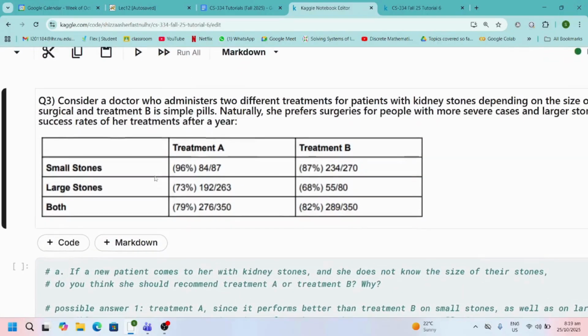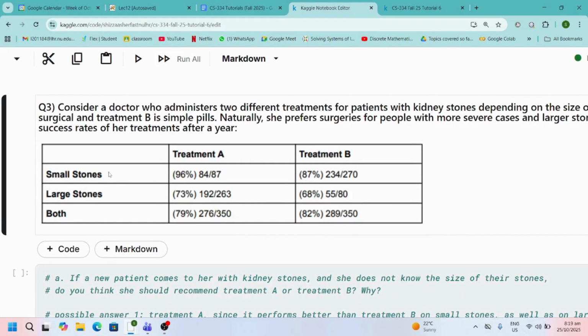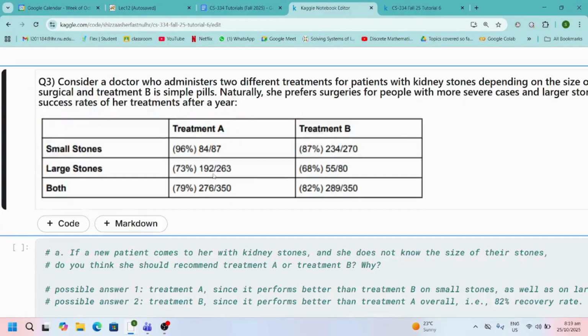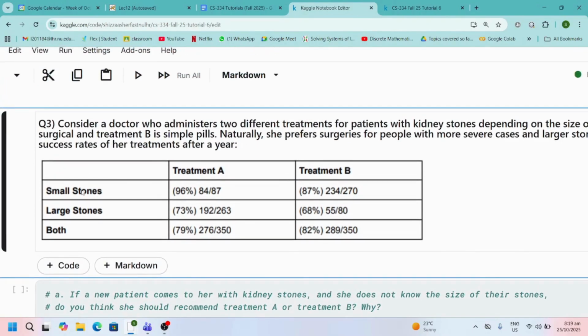So, let's see what happens here. You have treatment A and treatment B for small stones, large stones, and then you have combined results. The percentages you are given are the percentage of people that recovered in each group. That is the success rate of the treatment. Essentially, I had 87 individuals with small stones who were given treatment A, 84 of whom recovered, which means there is a 96% success rate for treatment A on individuals with small stones. Similarly, you can interpret the rest as well.